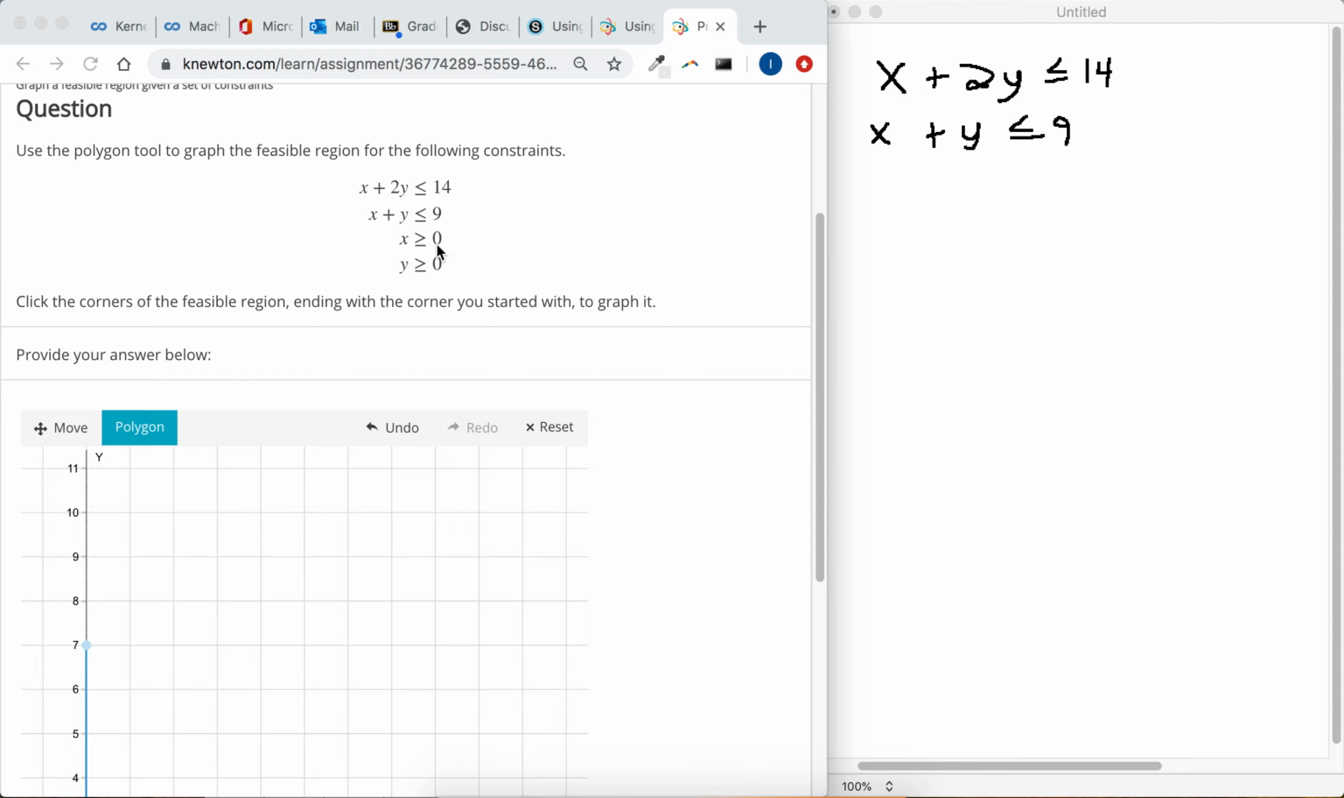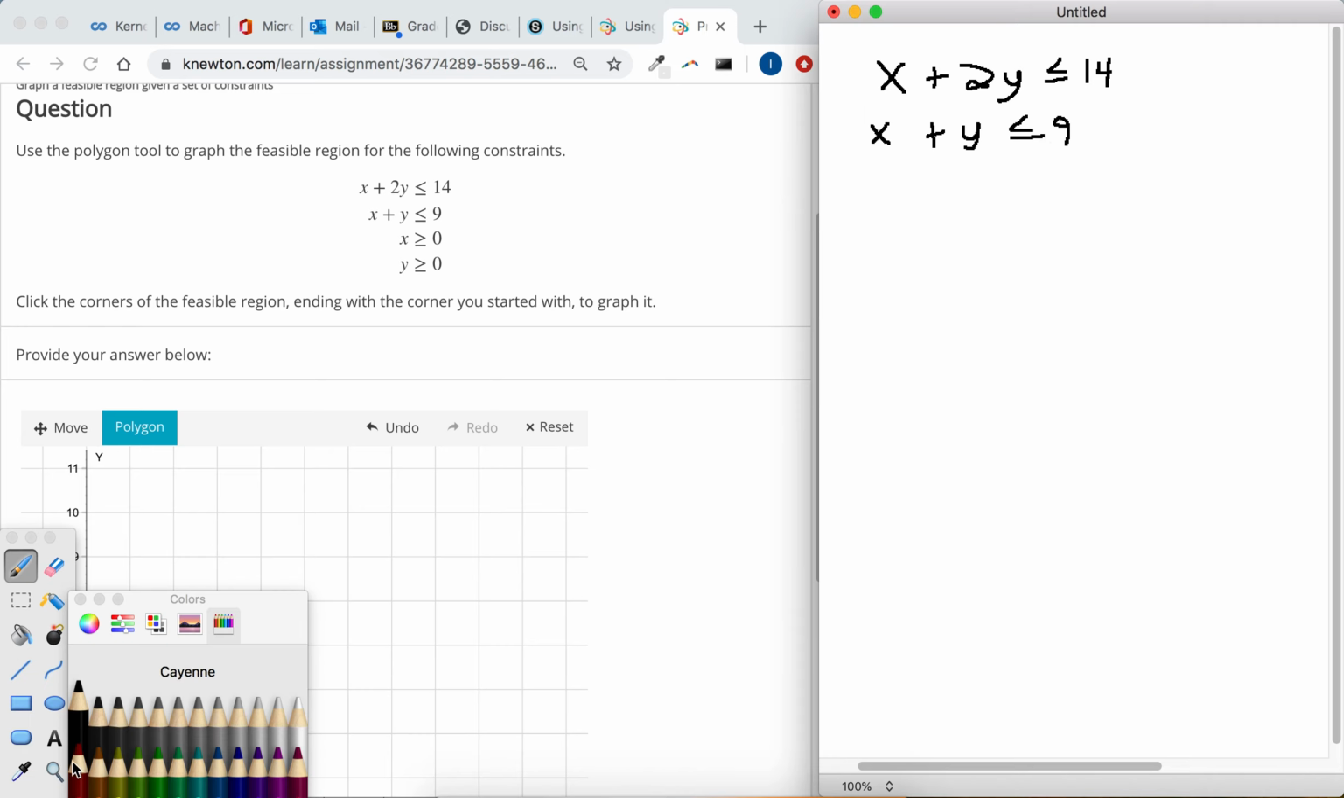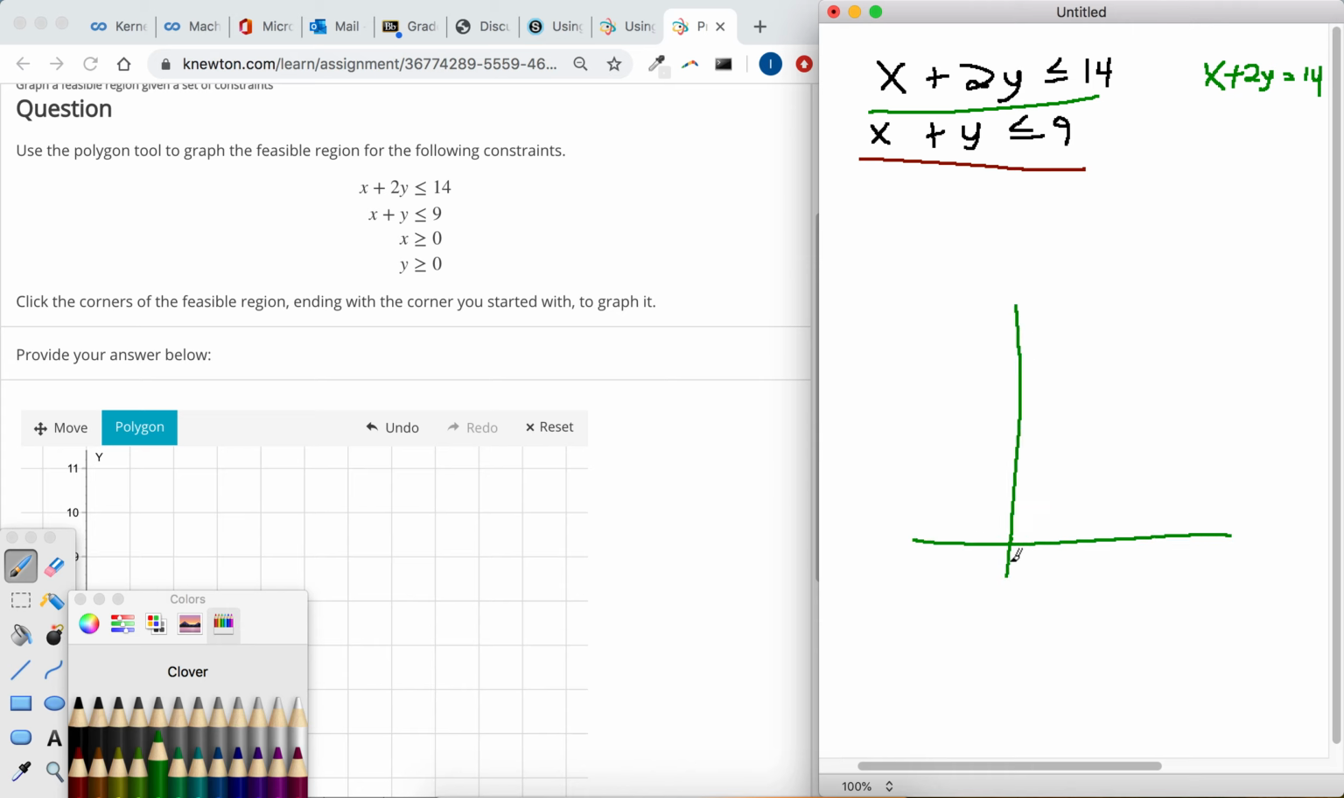Just graphing 4 different linear inequalities at the same time. Okay, so maybe I can color code these. That'd be easier. Let's pretend this just says x plus 2y equals 14. Let's graph that. Okay, so we're only doing the first quadrant.